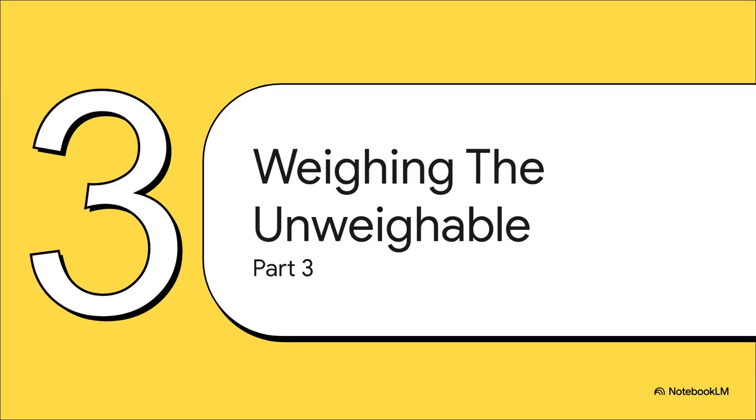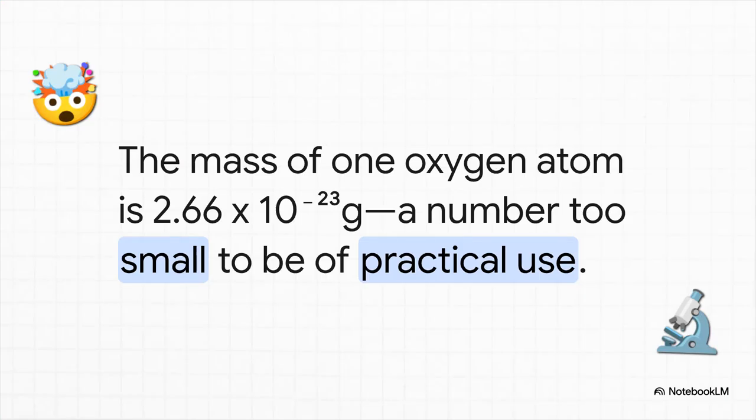Okay, so we've got our particles, we've got our alphabet, but now we hit a major roadblock. How do you weigh something you literally can't see? I mean, seriously, how do you weigh one single atom? Well, the short answer is you don't. Just look at this number. It has 23 zeros after the decimal point. It's completely useless for doing any actual calculations.